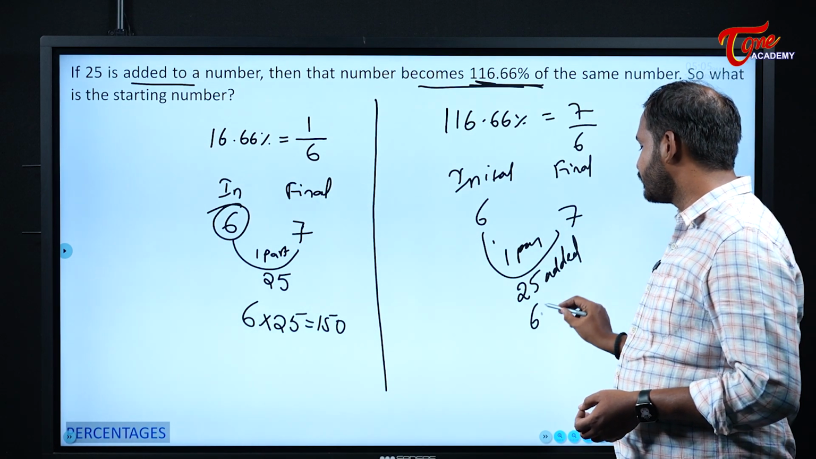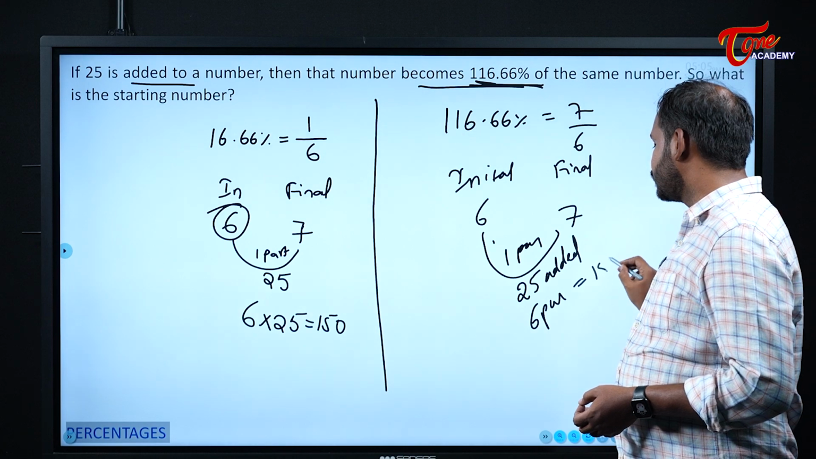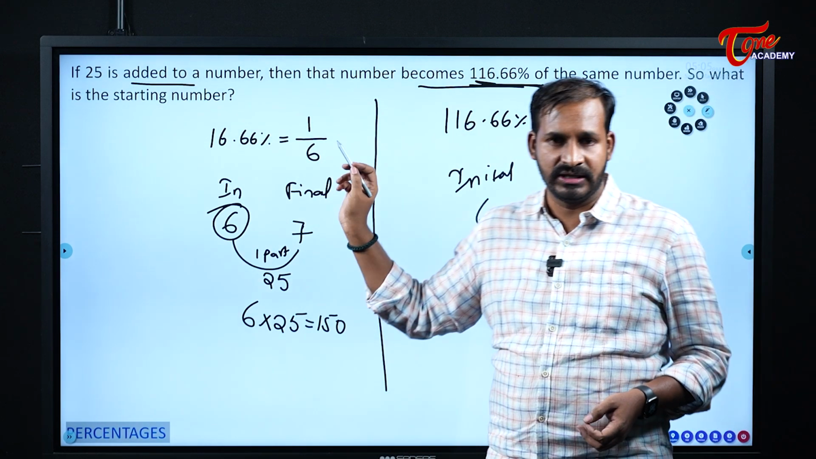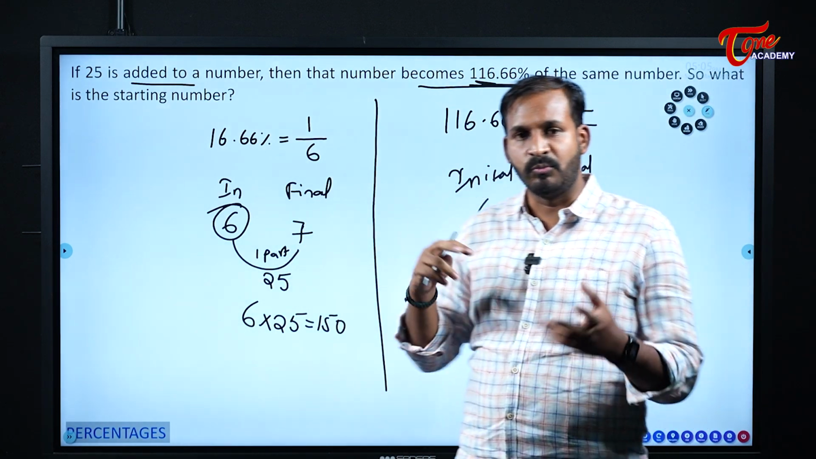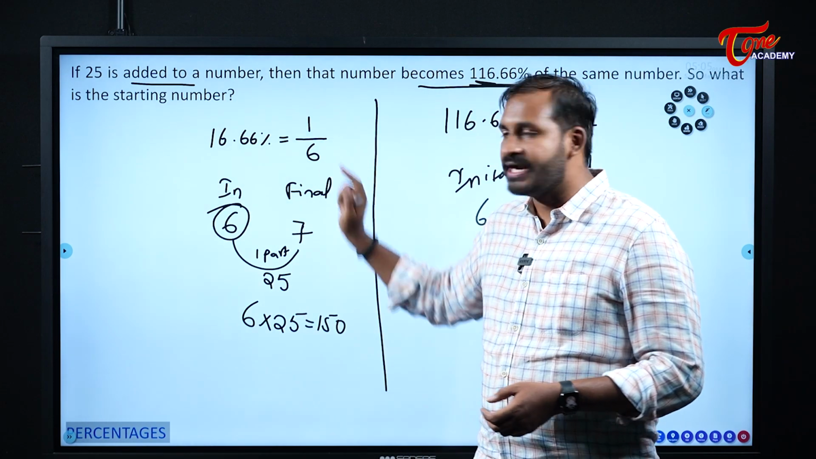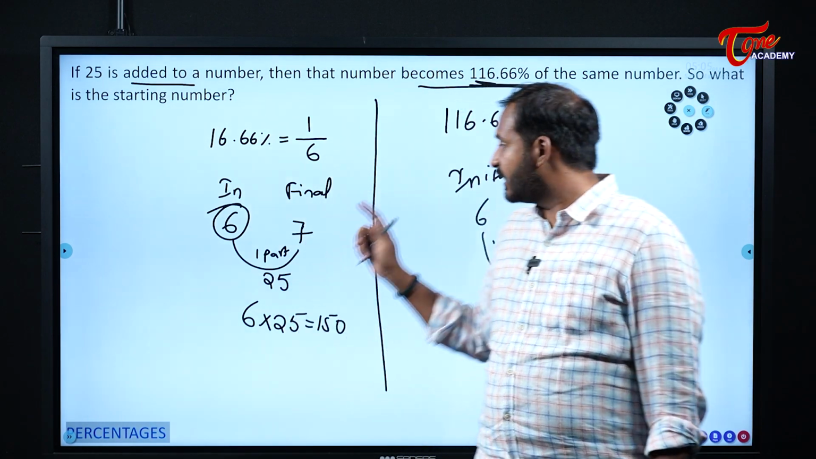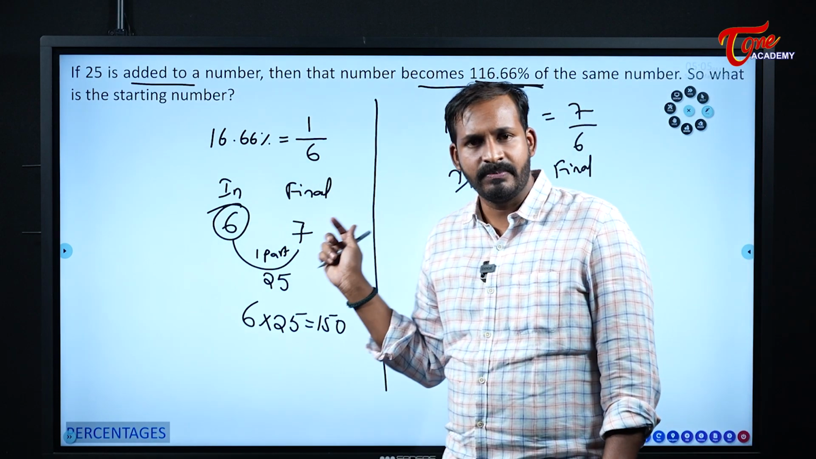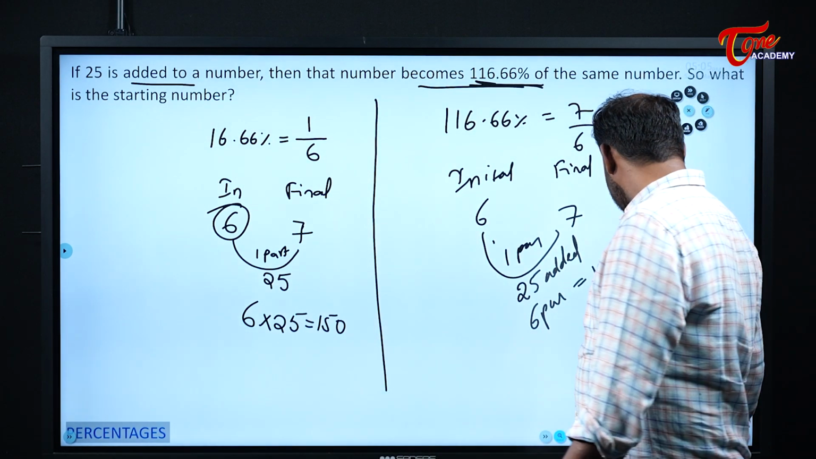So 6 parts becomes what for us here? 150. So please be careful, students, on this one thing. Whether you are taking how much more, if you take the difference, add it, or else if it is off, it means directly take the value directly here. Okay, please observe these things while solving the problem.